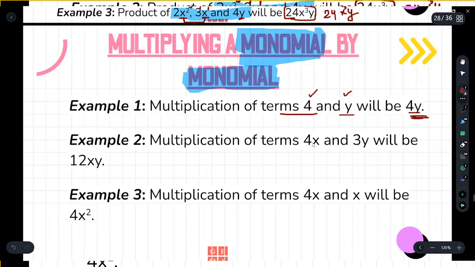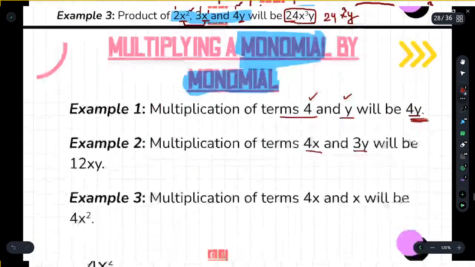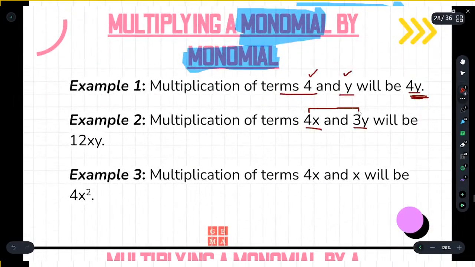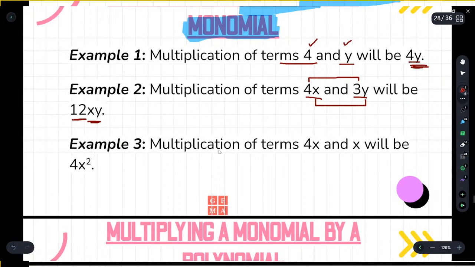Now if I multiply 4x and 3y, let's follow these steps. The coefficients will get multiplied and give us 12. And the variables are all different, so this will give us xy. Let's move on next. Multiplication of terms 4x and x.